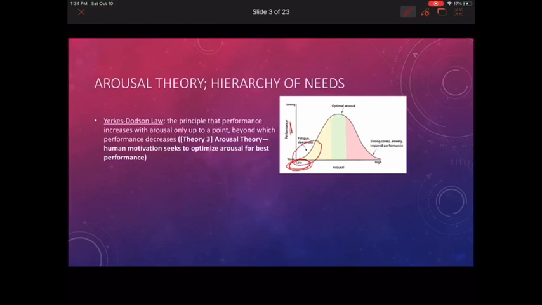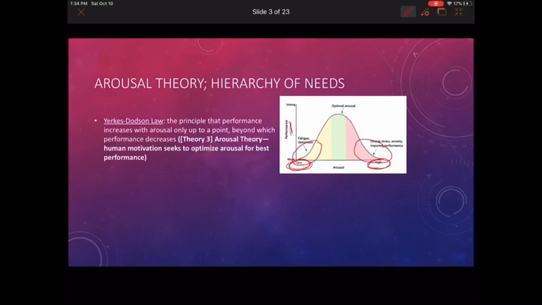But here's the problem. If you're really, really highly aroused, you have stress, anxiety, right? This is so important to you. It's crucial to do well on this. You're creating all of this anxiety for yourself. Well, your performance is going to suffer here too. So you don't want to be not aroused enough, but you also don't want to be too aroused.